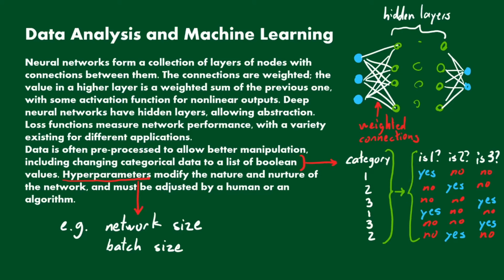Loss functions measure network performance, with a variety existing for different applications. Data is often pre-processed to allow better manipulation, including changing categorical data to a list of Boolean values. Hyperparameters modify the nature and nurture of the network and must be adjusted by a human or an algorithm.